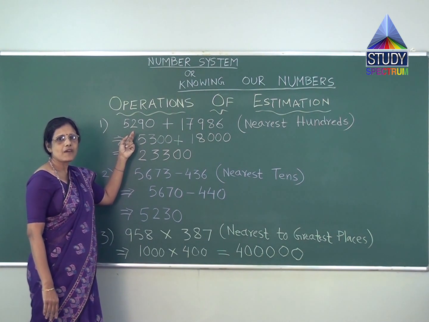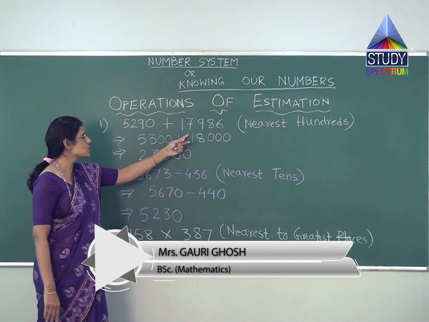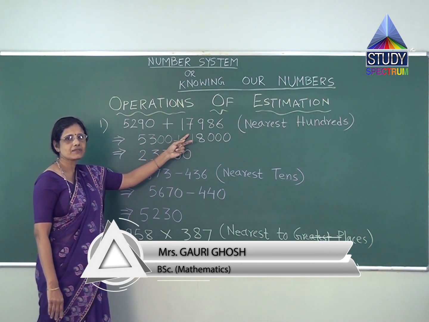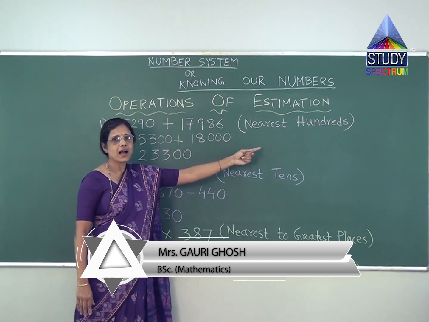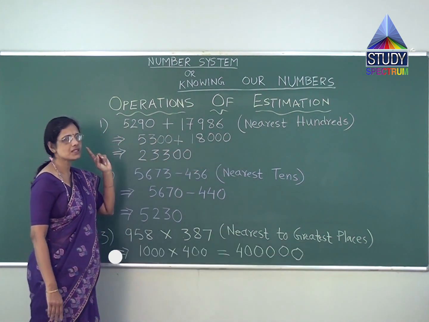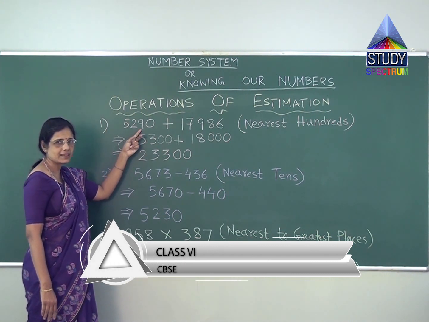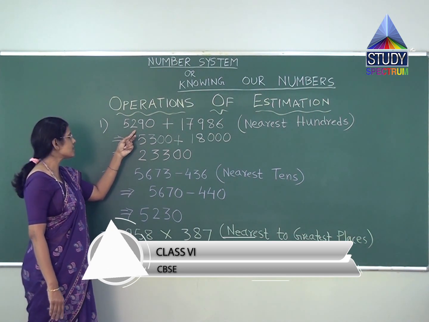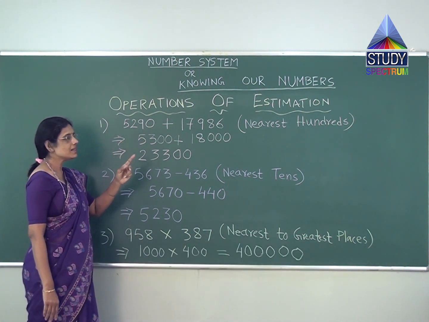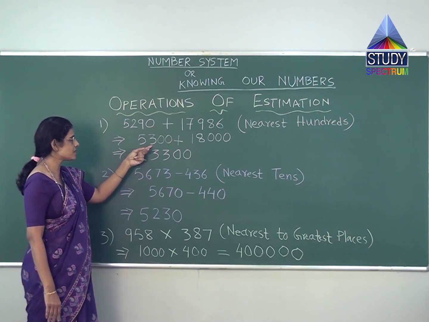The number is 5290, and this one is 17,986, and I will do the sum by nearest hundreds. Nearest hundreds means look at the tens position. Tens position which is 9. So we have to add 1 with the hundreds place. Hundreds digit is 2, add 1, it gives 3. So the number will come 5,300.